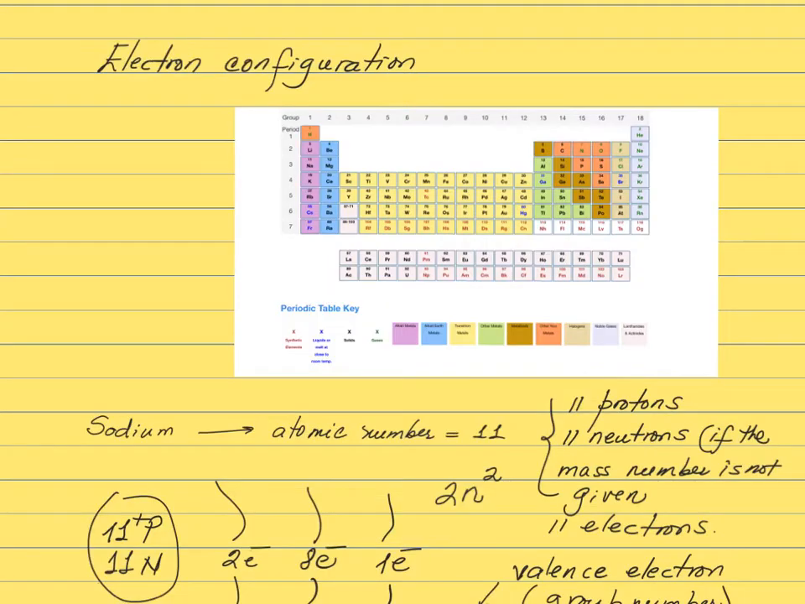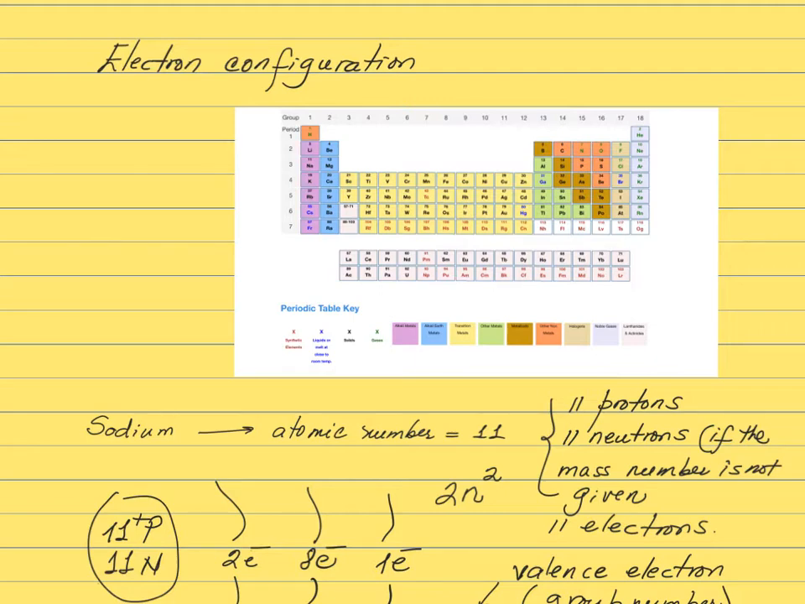Since the formation of ions depends only on gaining or losing electrons, I'm going to start the explanation by going over electron configuration. And if you're having problems with electron configuration, you have to go back to that video to understand the organization of the electrons in different levels of energy and in different orbitals.